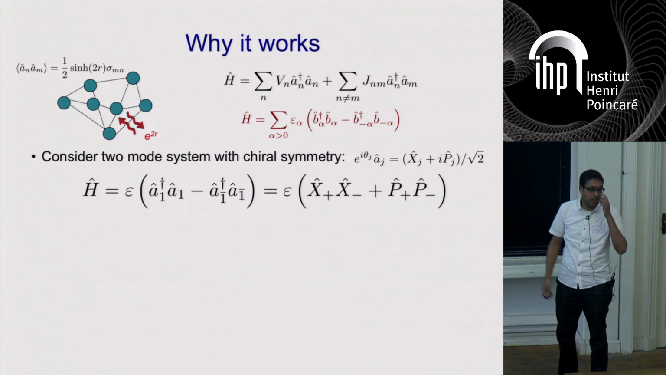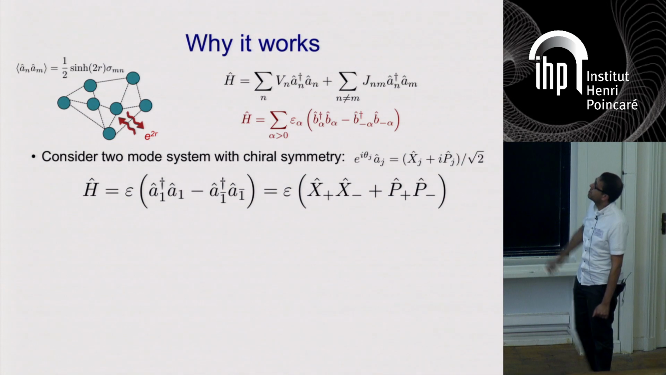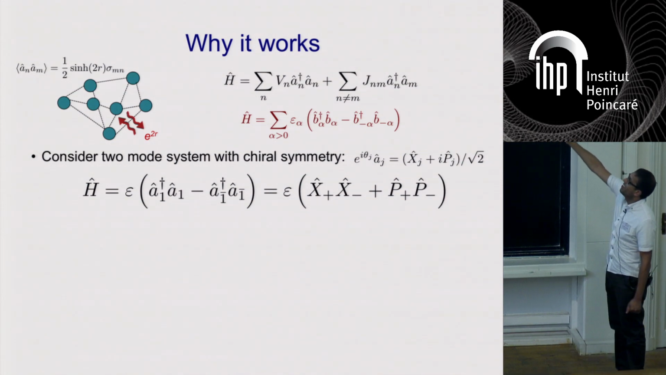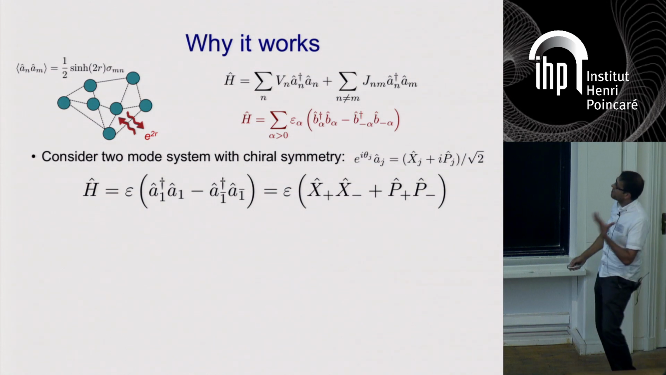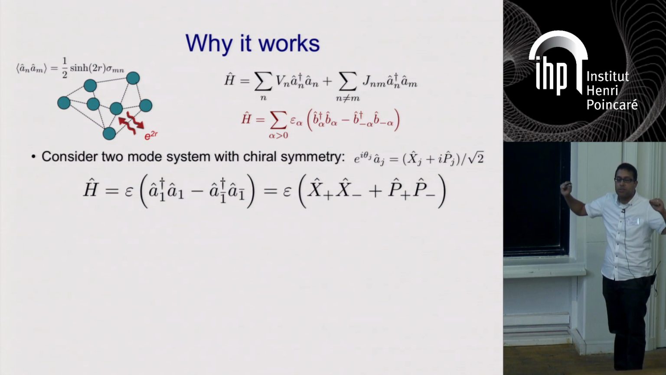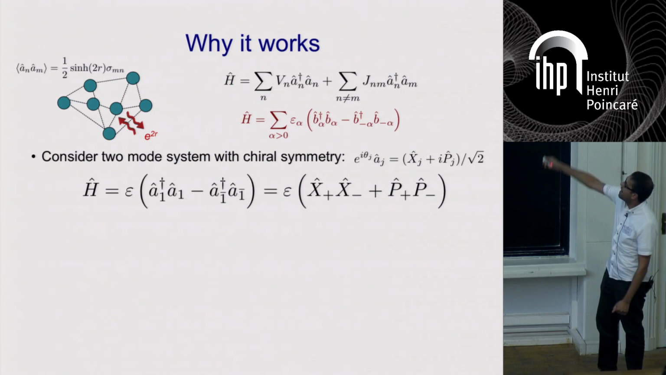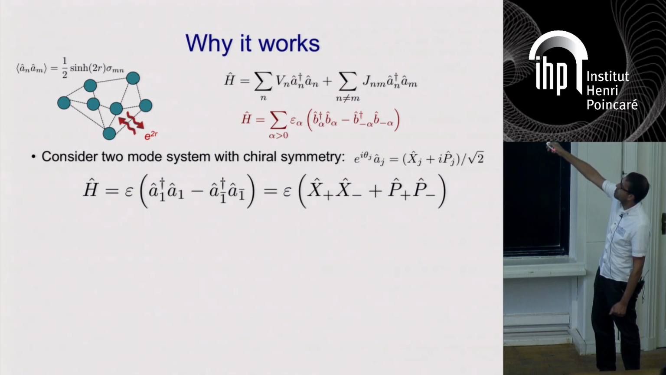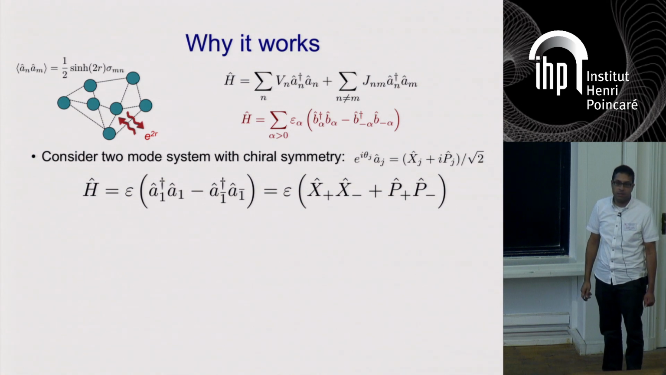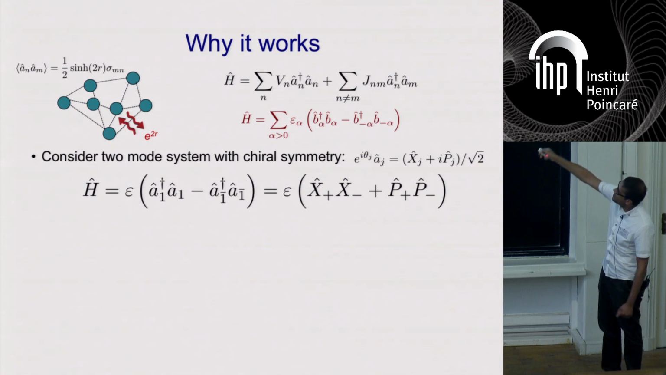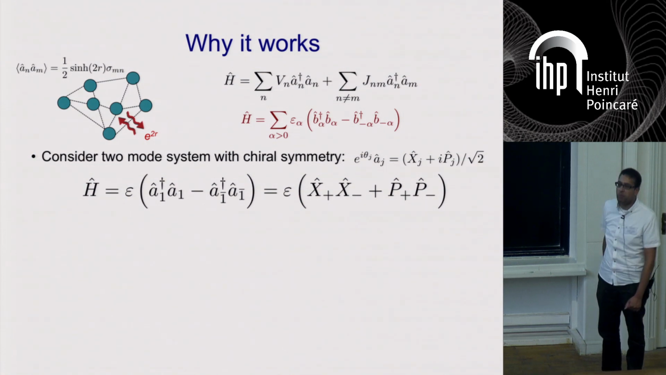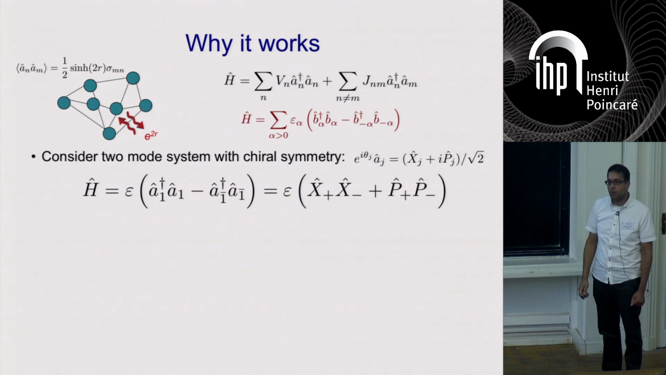Okay, so let me think of this Hamiltonian in terms of quadratures. I could write my lowering operators in terms of x and p. And then I could take the sum of the x operators for the two modes, the difference of the x operators for the two modes, and have these joint quadratures x plus, x minus, p plus, and p minus. Okay? So this is the kind of structure the Hamiltonian has when written in terms of quadratures.